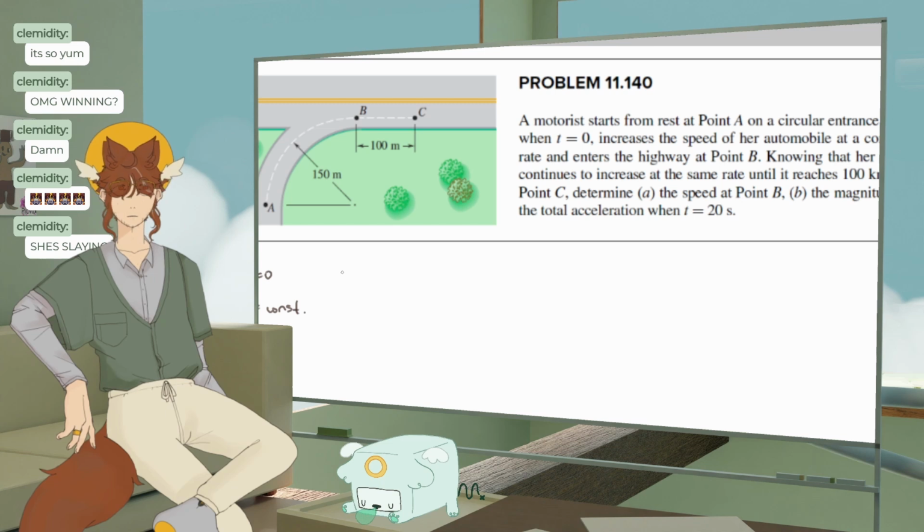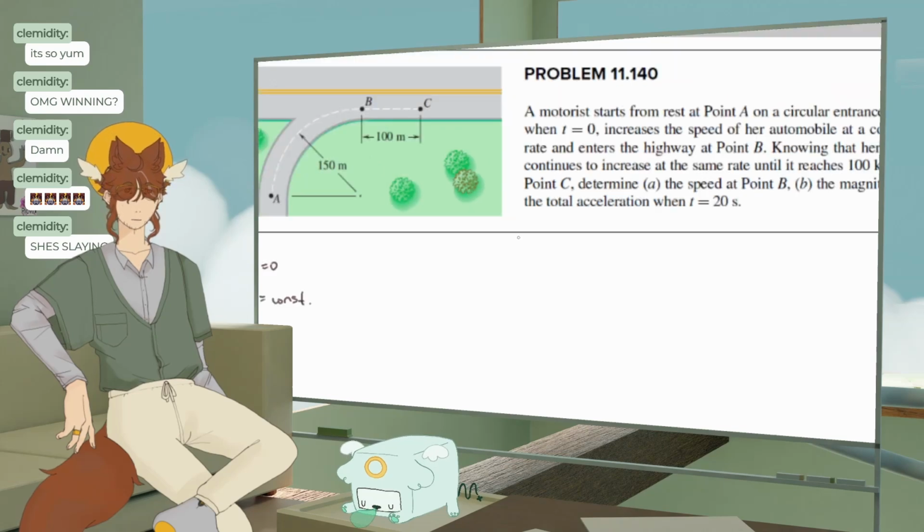So I think we can split it into 2 problems. One circular motion, and then one flat-line kinematics problem. So that's how I'm thinking we do path. We start with path.